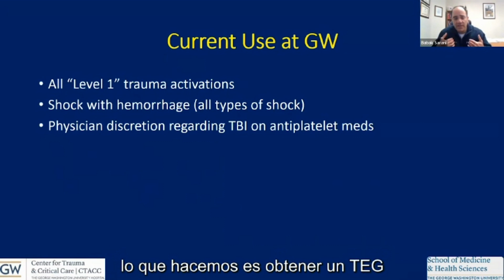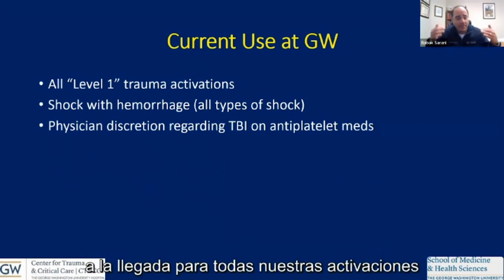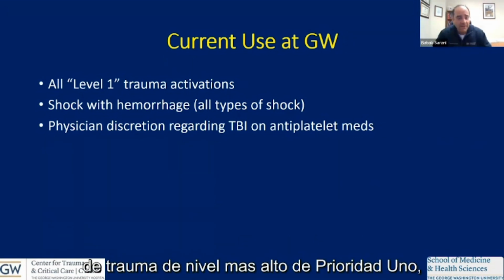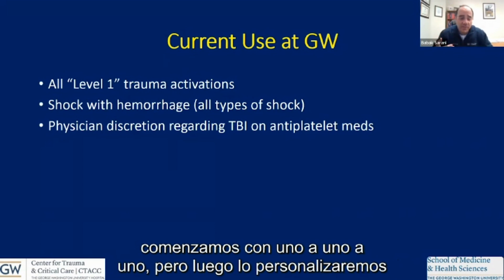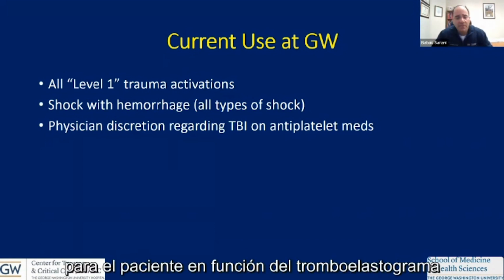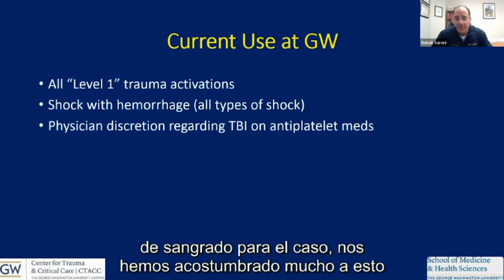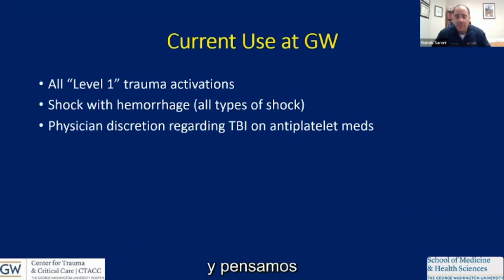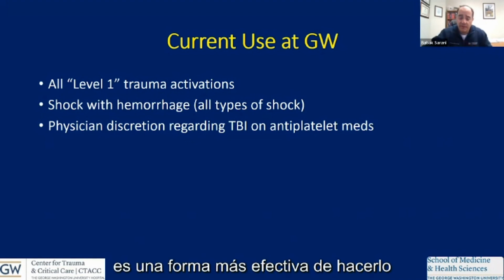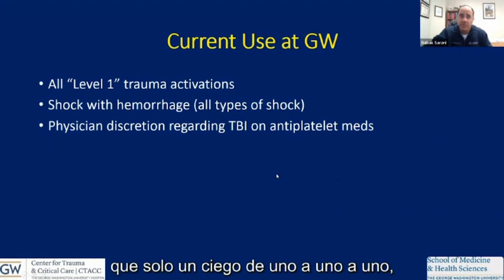What we do is we get a TEG on arrival for all of our priority 1 highest level trauma activations. We will start with a 1-to-1-to-1, but then we'll customize it to the patient based on the thromboelastogram. Nowadays, we also get it on people who have gastrointestinal bleeding or any other form of bleeding for that matter. We've become very used to this, and we kind of think that utilization of the TEG to direct the resuscitation is a more effective way to go than just a blind 1-to-1-to-1.